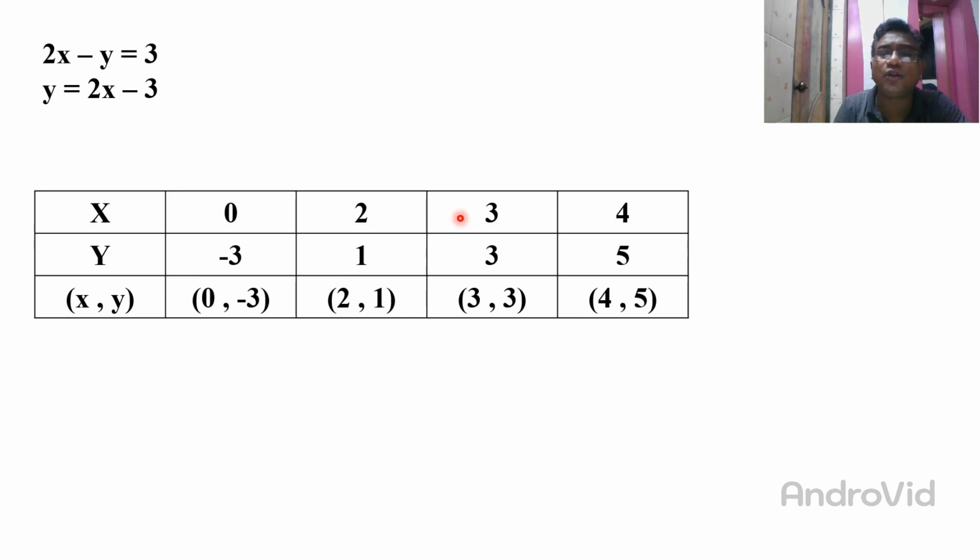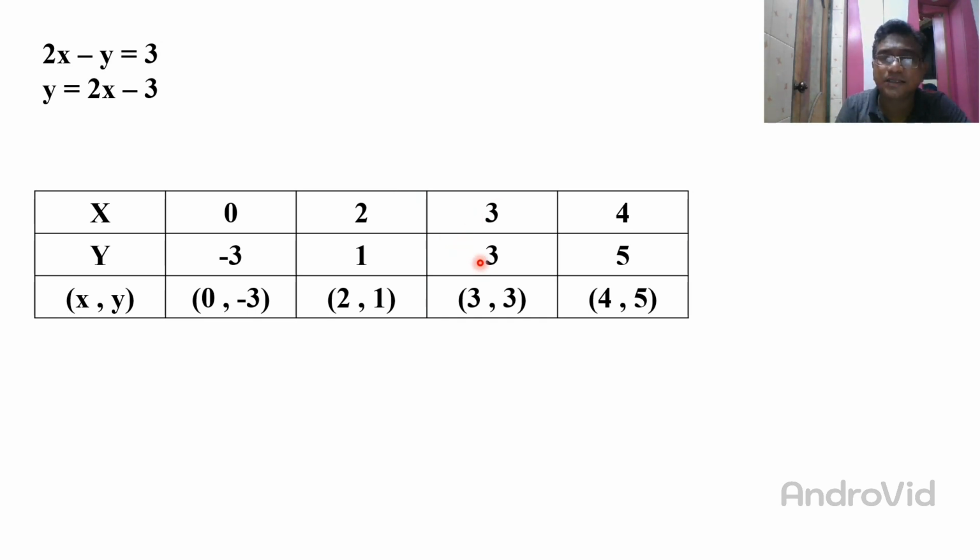Then I have taken x value 3. So see, 2 into 3. 2 3s are 6. 6 minus 3. What remains? 3. So here I write 3. Okay. 2 3s are 6. 6 minus 3. So what remains? 3. So here x value 3, y value 3.